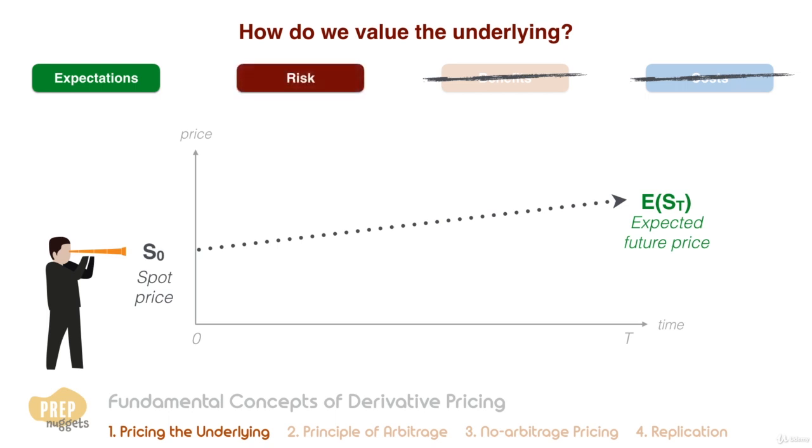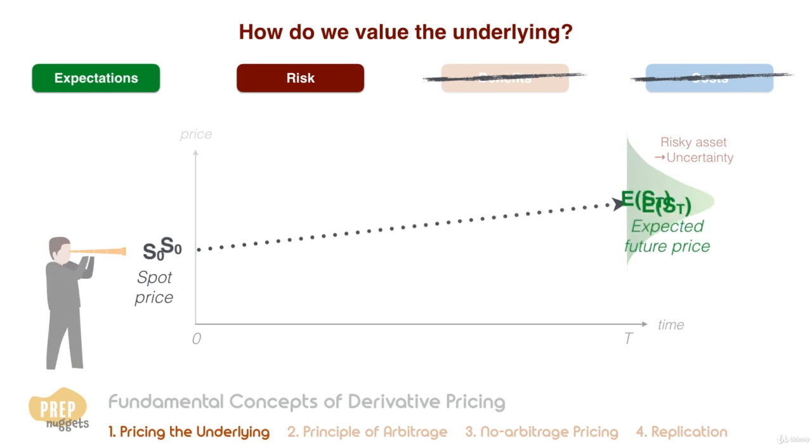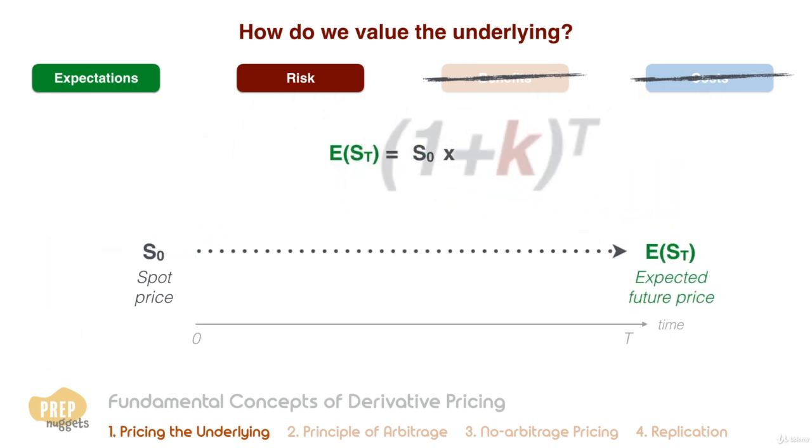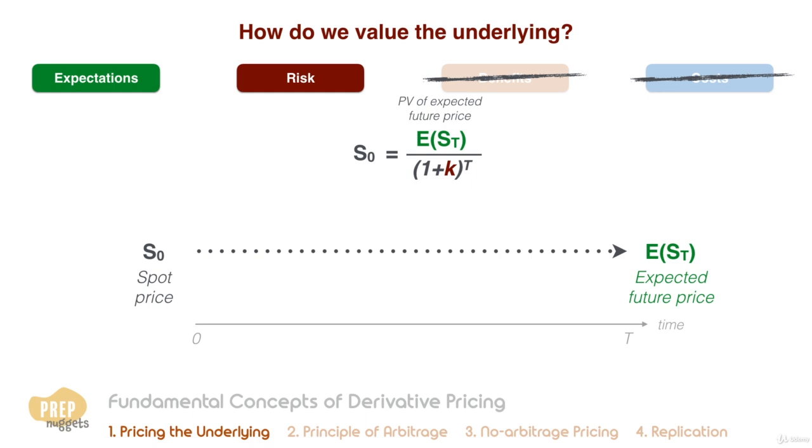Obviously, as with most risky assets, there's uncertainty in the expected future price. Nonetheless, at time zero, the investor makes her best prediction of the spot price at time t. This is the foundation for the pricing relationship which we're about to cover. So for an asset that has negligible holding costs or benefits, its expected future price is simply the spot price multiplied by the discount rate compounded over t periods. Rearranging, the spot price is the expected future price discounted to its present value.